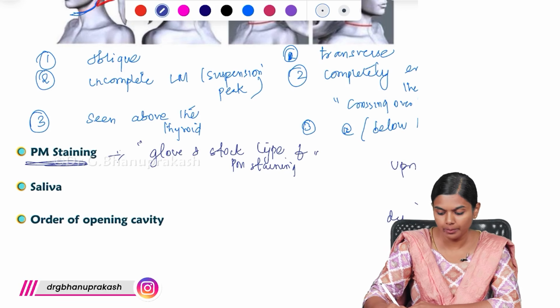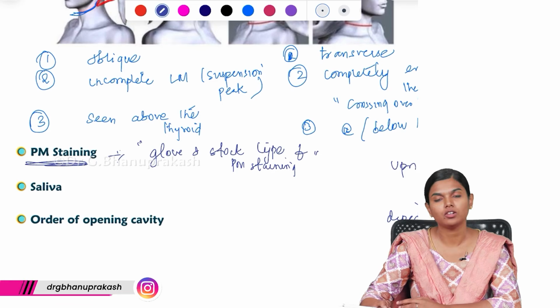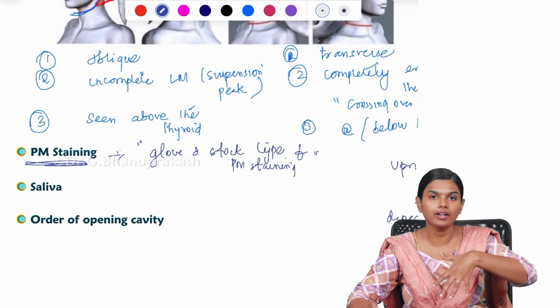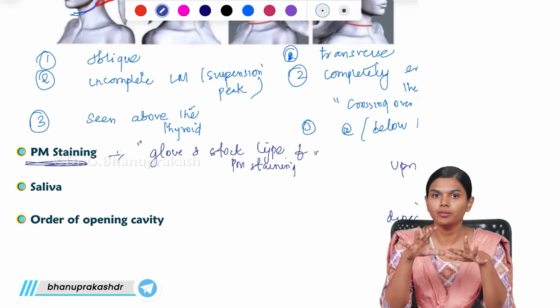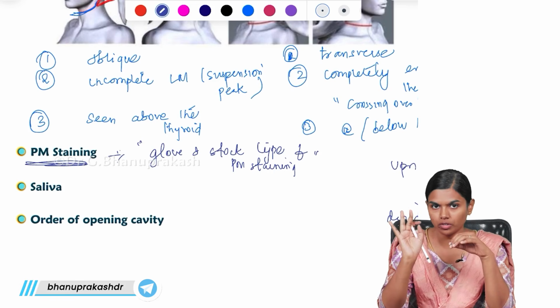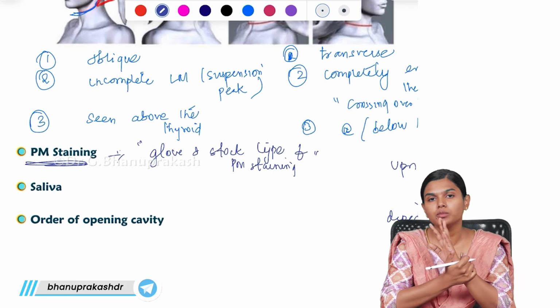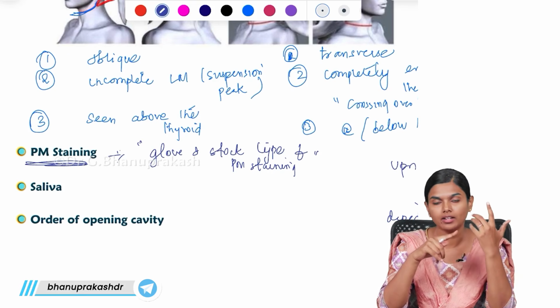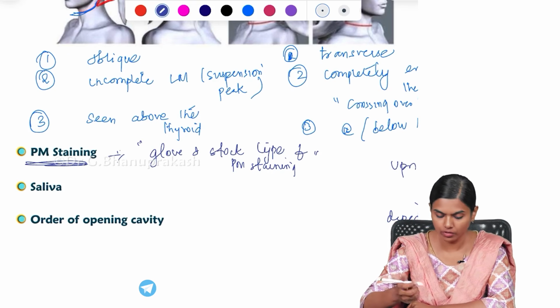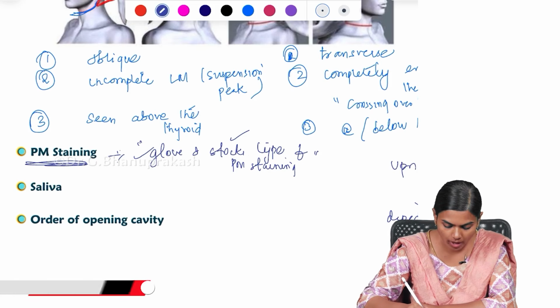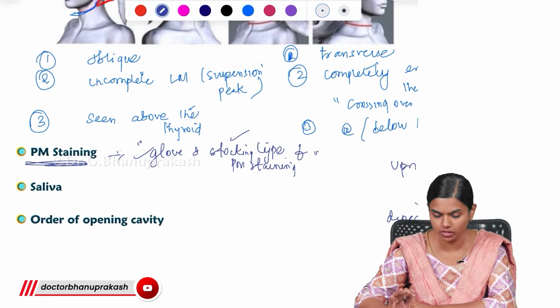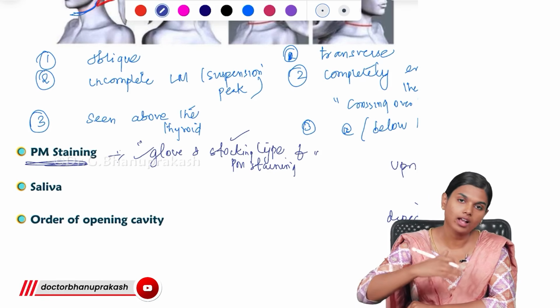Here, the dependent part would be your hands and feet. So, when the person is upright, the dependent portion would be your hands and feet. Only in the dependent portion will we see this postmortem staining, over only the hand and the foot. And usually on hands and feet we wear gloves and stockings, right? So, we call it the glove and stocking type of postmortem staining. This is seen in case of hanging.